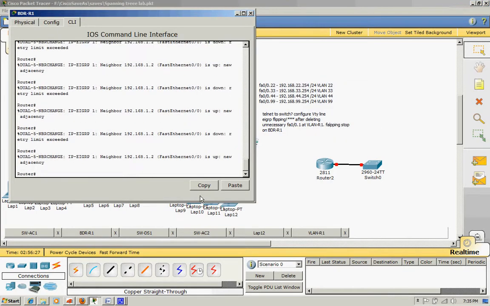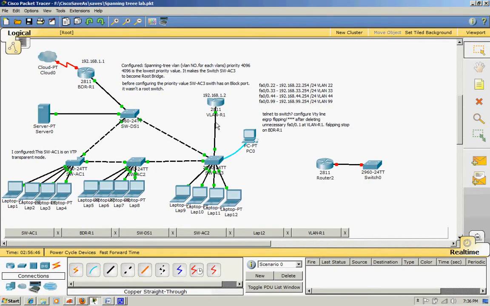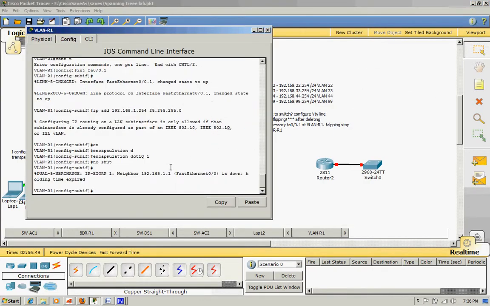Now the router interface, it's flipping and going up and down. It's not stable. So you know why it's happened? It's because in this router VLAN R1, I just configured the first Ethernet sub interface, fa0/0.1.